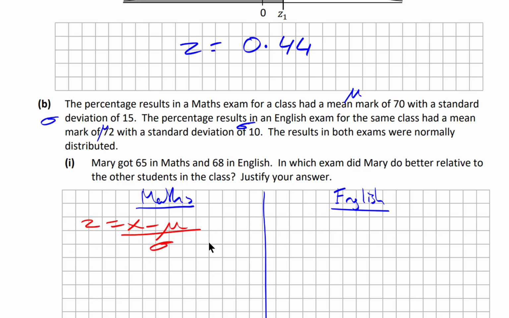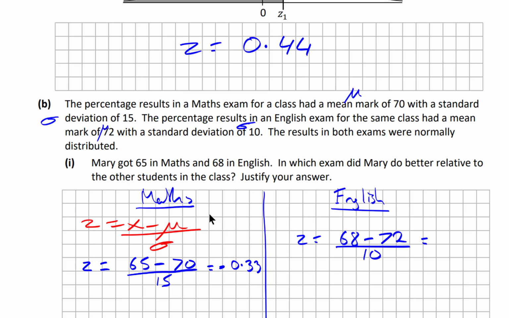All right, so in maths, when we calculate it, we've got Z is equal to X minus mu. X is the result she got, so 65, minus mu, her average, 70, over sigma, the standard deviation, 15. And that equals minus 0.33. And then in English, same formula, Z equals X, which is 68, minus mu, 72, all over 10. And when we work that out, we get minus 0.4.